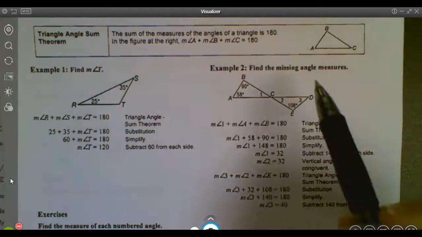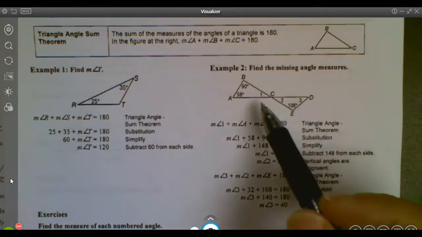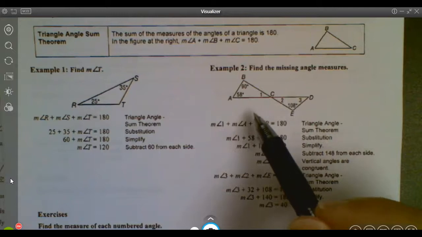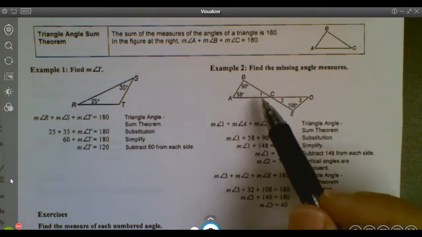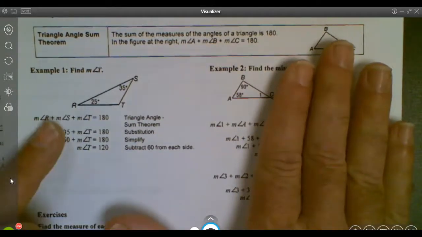Take a look at this one. So here's something that's going to link back to something we've been doing since chapter 1, which is my idea of vertical angles, right? So again, those vertical angles are going to pop up in chapter 4. Let's just start with angle 1. Okay, so if this is all I had, if that was the only triangle I could see, I would do the exact same thing that I just did in example 1.